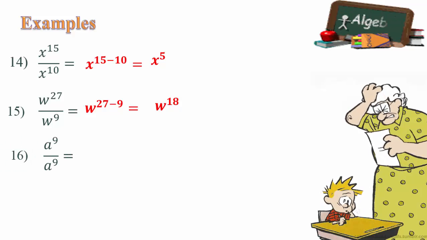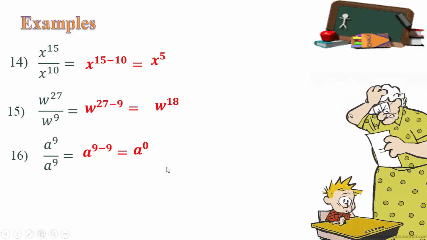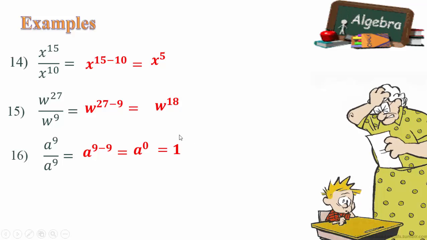For number 16, we have a to the 9th over a to the 9th. Well, it turns out that 9 minus 9 gives us 0, so that's a to the 0. And if you haven't learned this, this is a very important thing to know, that any expression to the 0 power is always equal to 1. So this is a very important thing to know, and that's something that will occur over and over and over again.